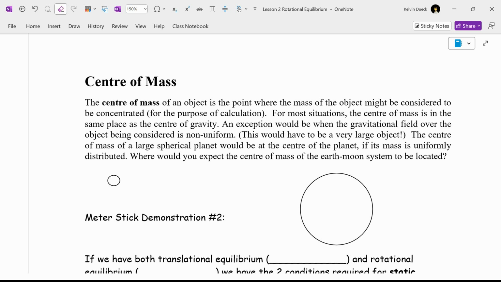As a matter of fact, if I recall, I think it's technically inside the Earth a little ways, because the Earth has so much more mass than the moon. If you were trying to represent their mass in one location mathematically, it's about there.